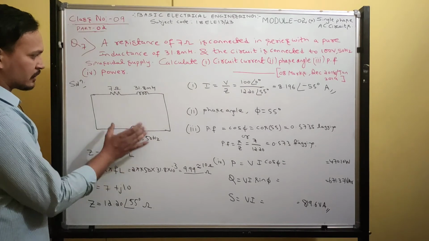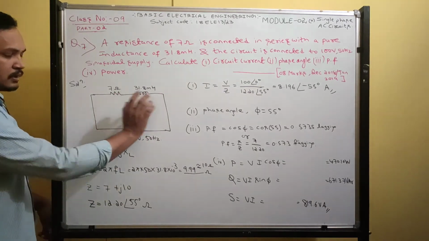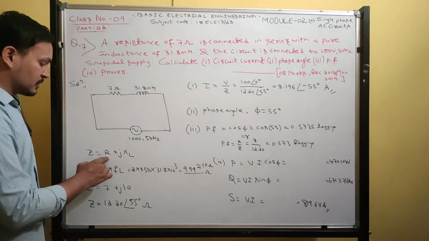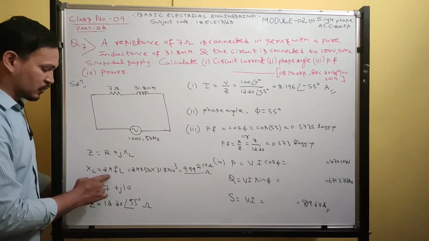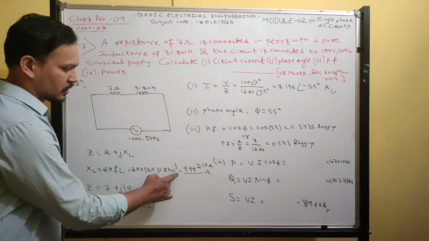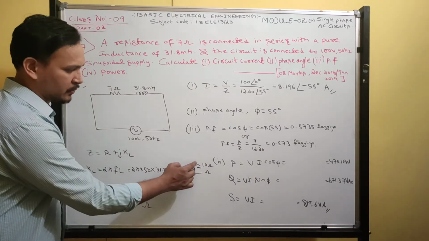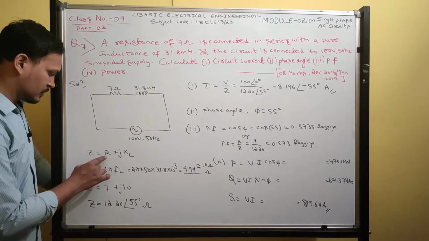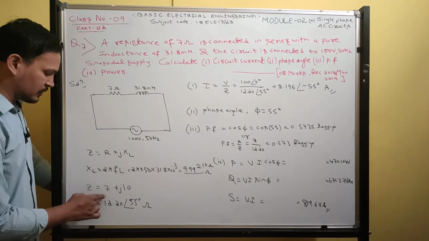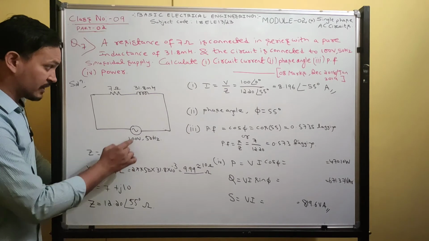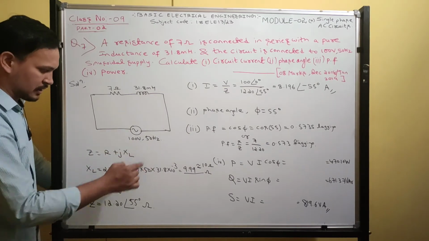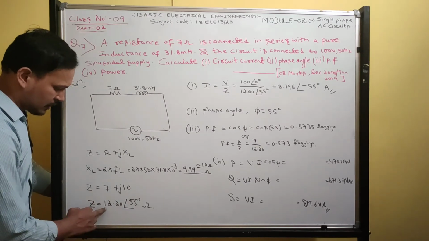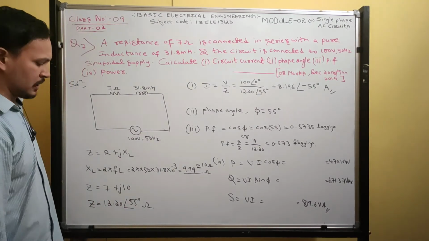RL circuit connected across 100 volt 50 hertz. In RL circuit, what is the impedance? R plus jXL. First calculate XL. What is XL? 2 pi FL. So substitute the values. You will get 9.99. I approximated to 10 ohm inductive reactance. Now substitute Z is equal to what is R value? 7 plus j. Whenever inductor is there, you should write plus j. It is XL. What is XL? 10 ohms. So convert this into polar form. You will get 12.20 at an angle of 55 degree ohms.